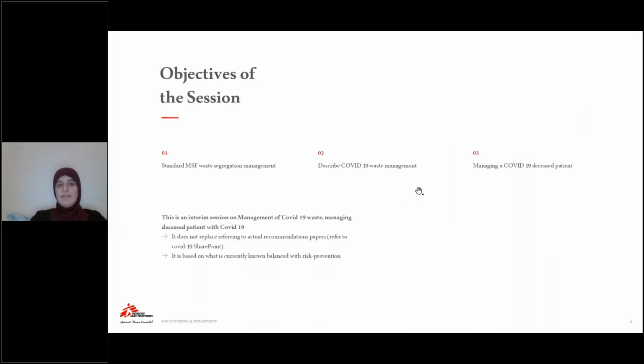Our objective of this session is to know the general and standard MSF waste segregation management, describe the COVID-19 waste management, and the third part will be how to manage and deal with a COVID-19 deceased patient, either in a healthcare facility or at a community level.